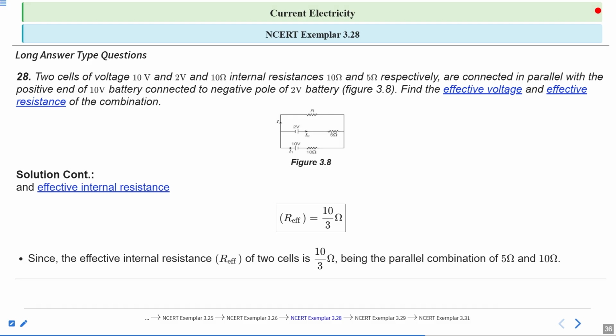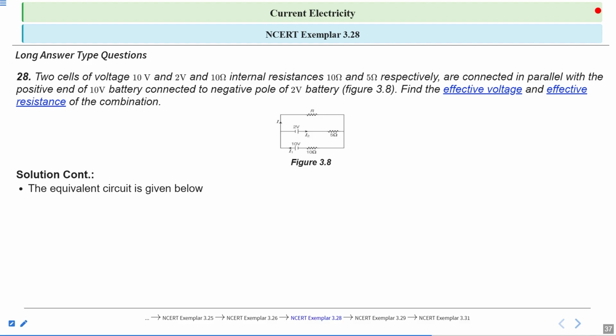The effective internal resistance of the two cells is 10 by 3 ohm, being the parallel combination of 5 ohm and 10 ohm. Both these cells are connected in parallel combination. We can find their effective resistance by another method also, but here it has come out like this by comparing the equations: 10 by 3 ohm.